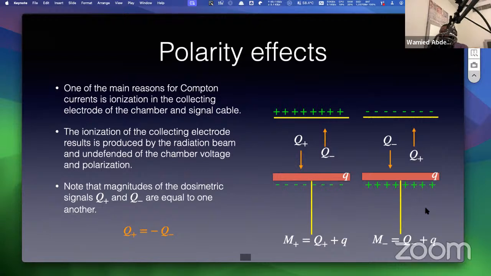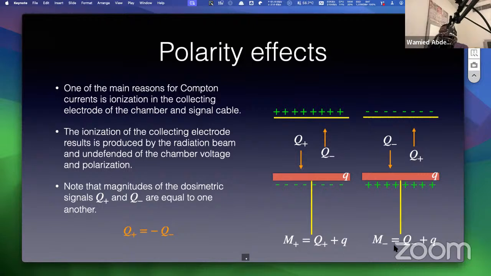Now, if we reverse the polarity, what's going to happen? The negative charges are going to land here, and this is going to be attracted there. So the signal that we're going to measure is going to be equal to the negative charges plus this Q. These two Qs are the same because they depend on how much ionization is produced in the electrode by the radiation beam. It does not depend on the voltage applied. It is produced by radiation interaction in the electrode.